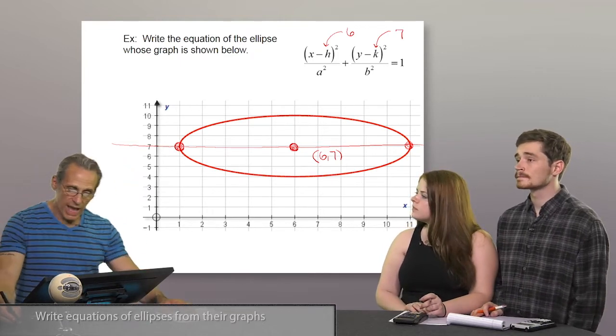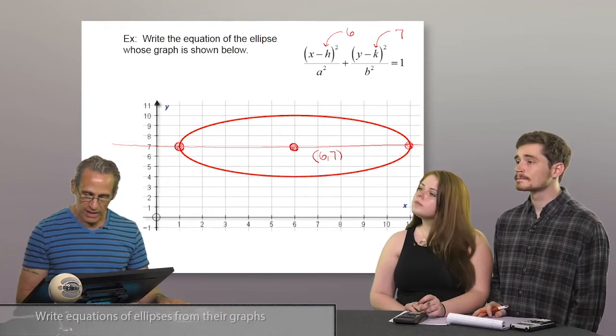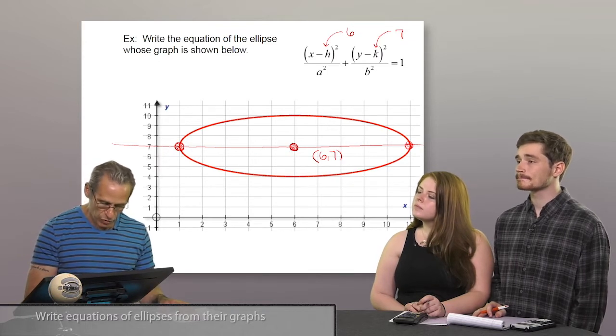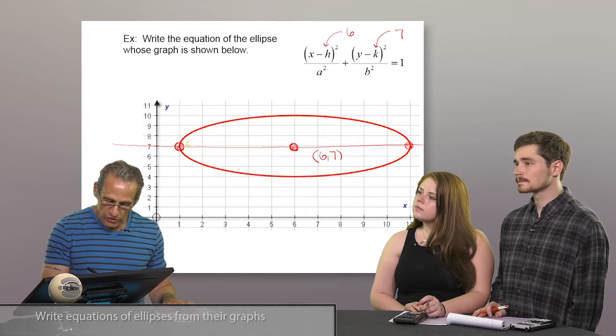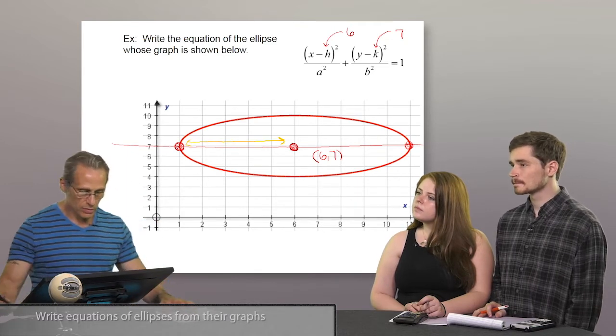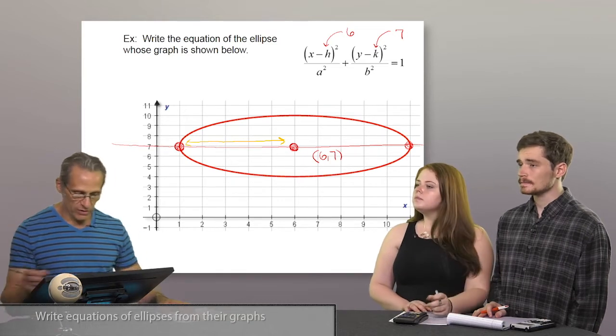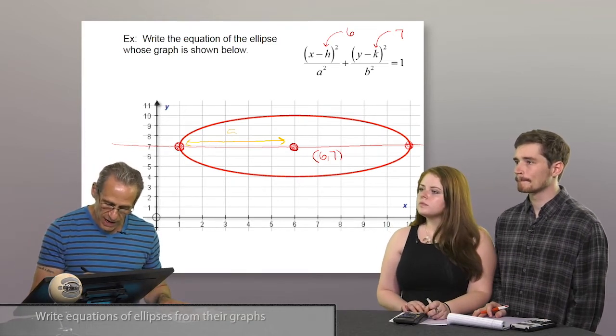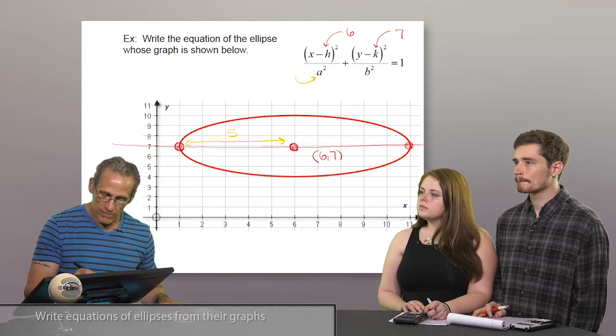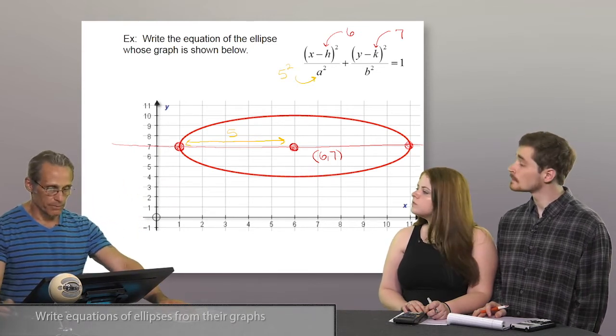Now, along the major axis, how far do I extend left and right from the center out to the actual vertex? What is this distance right here? Is it 5? Okay, because you're going from (1, 7) to (6, 7). So that distance right there is 5. Very good. So that value of a is 5. a squared would be 5 squared.